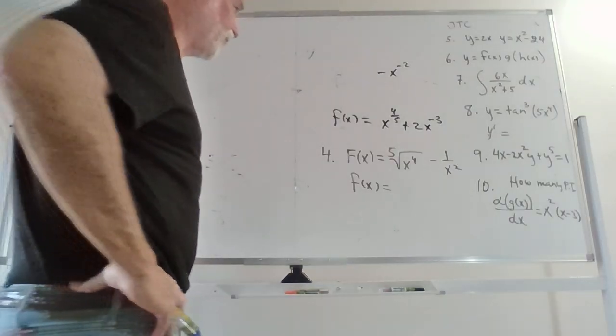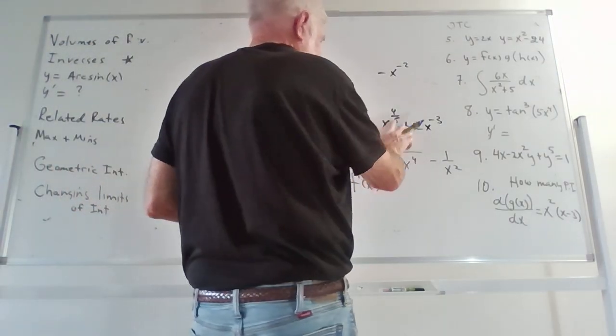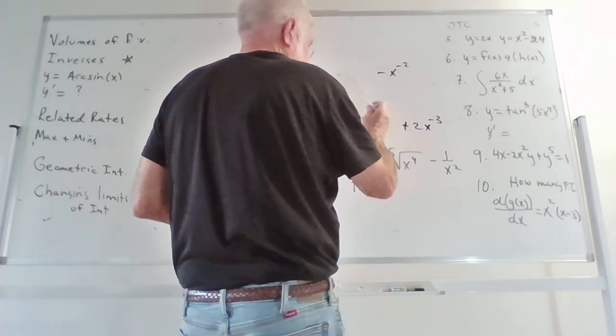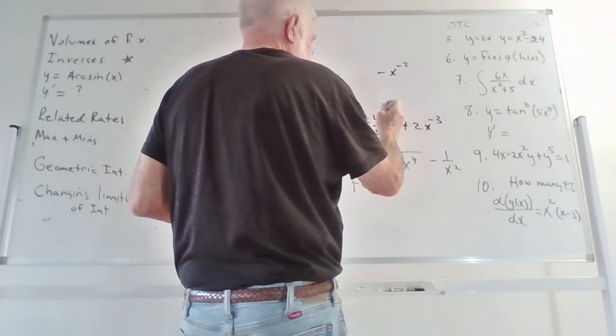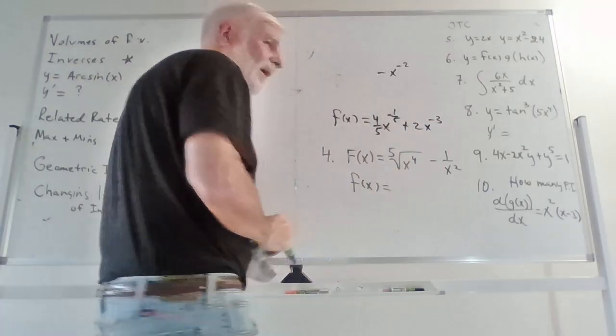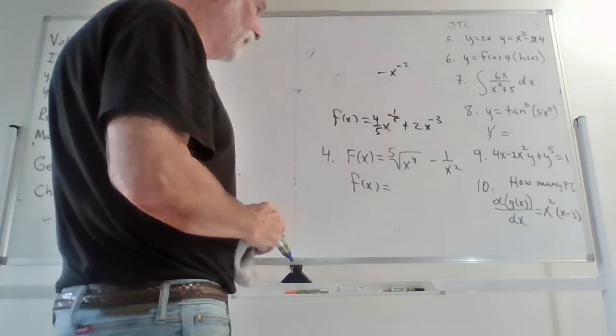Okay, did I take this derivative yet? No, I haven't taken this derivative yet. So that's 4/5 x to the minus 1/5, right? Got to subtract 1, 4/5 minus 5/5.